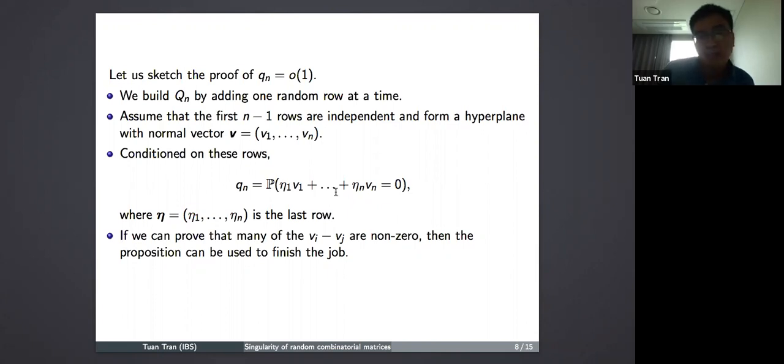So if we can prove that quadratically many pairs certify that V_i minus V_j are non-zero, then by the previous propositions, combined with this conditioning argument, we get this upper bound. So here I mean that if this is true with high probability, then we first condition on the first n minus one rows and then apply this argument. We get an upper bound of little o of one.